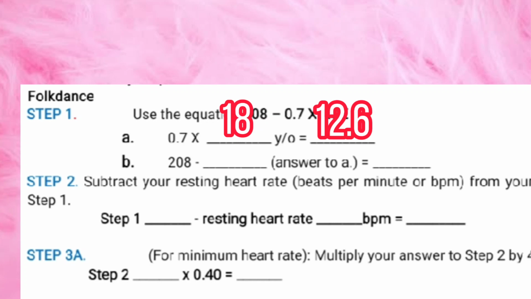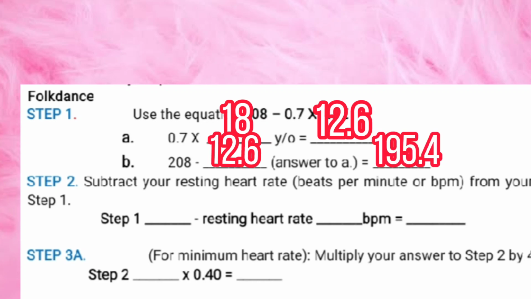Then proceed to the next step. Subtract your answer on the first step from 208. So 208 minus your answer to the first step, which is 12.6, the answer will be 195.4.